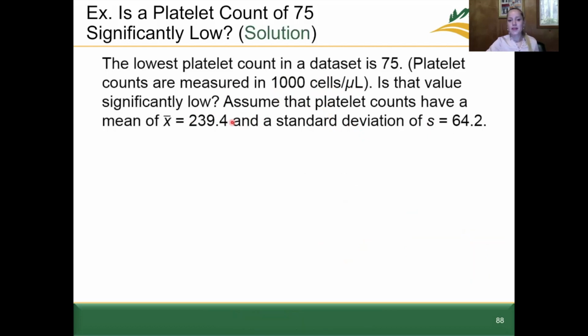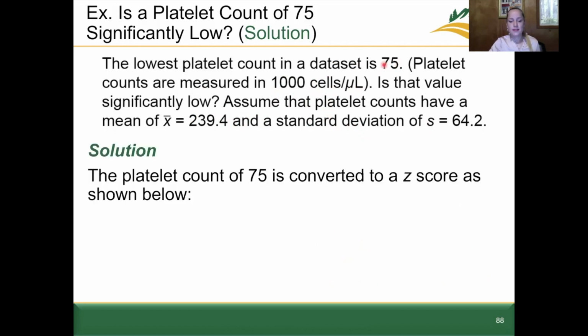So now how do we answer this question? Is this platelet count of 75 significantly low? Let's find out. So what's the first thing we need to do? Is to convert 75 into a z-score. Let's do that. So again, this is the same formula because we're dealing with a sample and not a whole population. So z-score is equal to the data point minus the mean for that data set divided by the standard deviation for that data set.